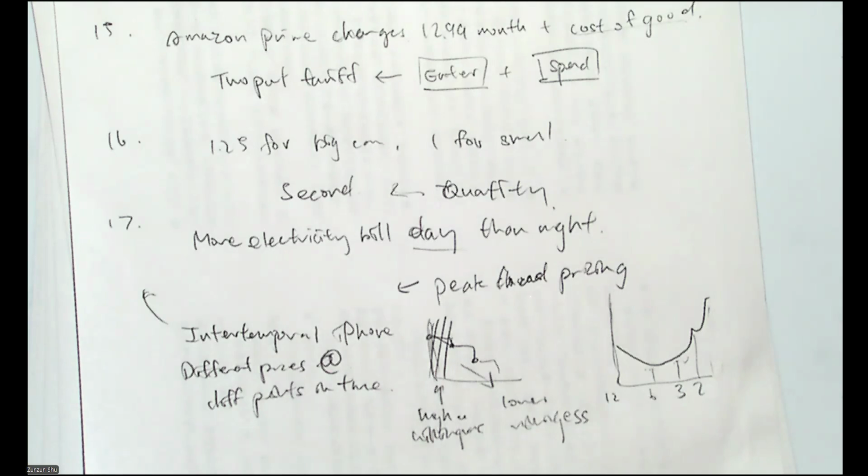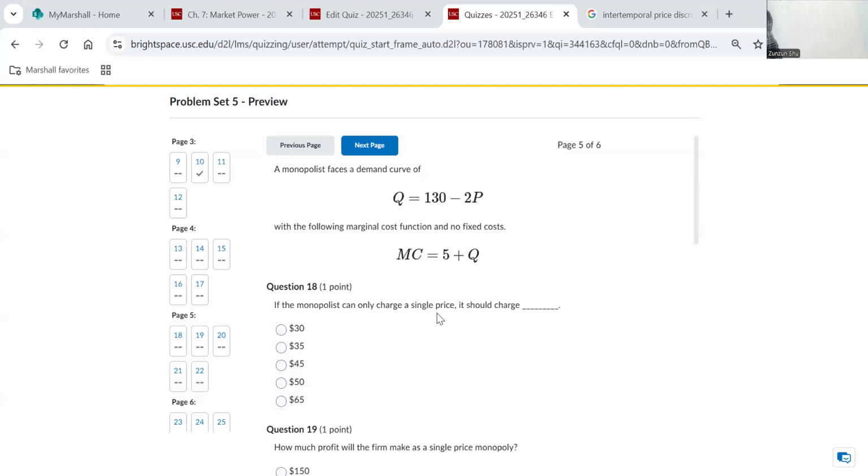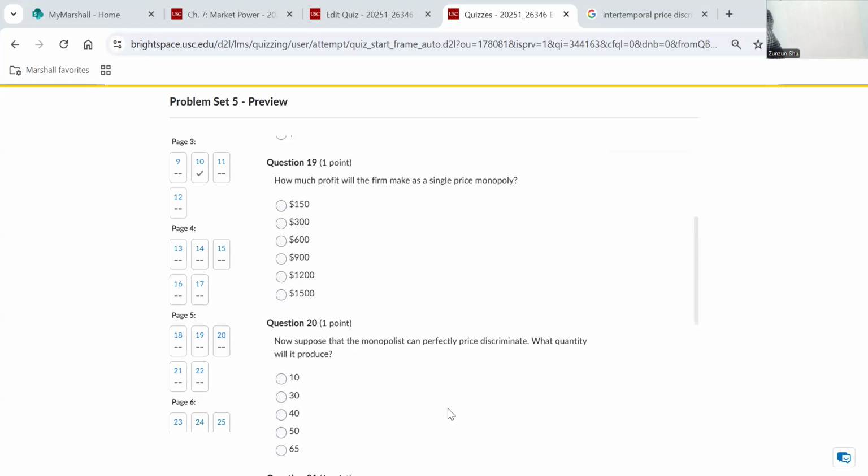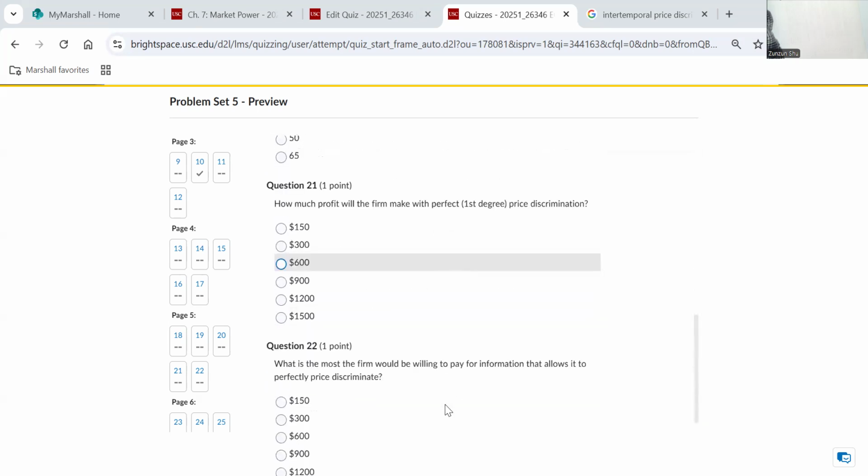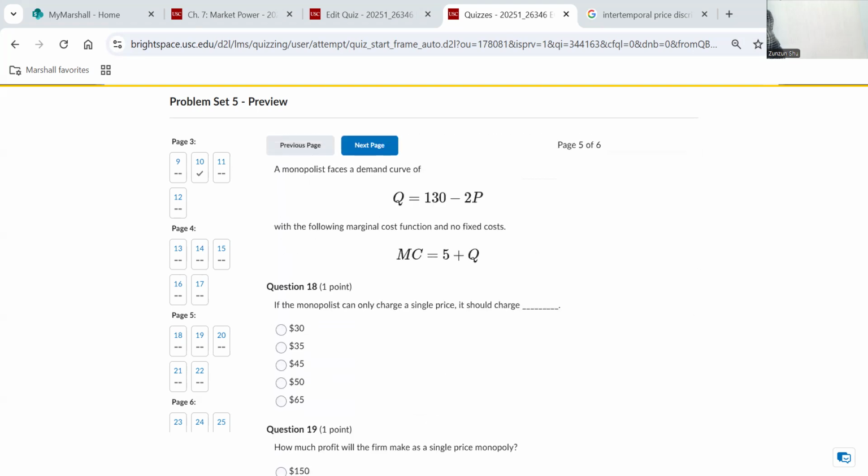All right, this question is not very easy. Question 18. By the way, any questions? No? Okay. So questions 18 to 22. It's given a demand curve and a marginal cost, and it asks what happens if it charges a single price, how much profit, and what happens if it can perfectly price discriminate. And lastly, how much would they be willing to pay?